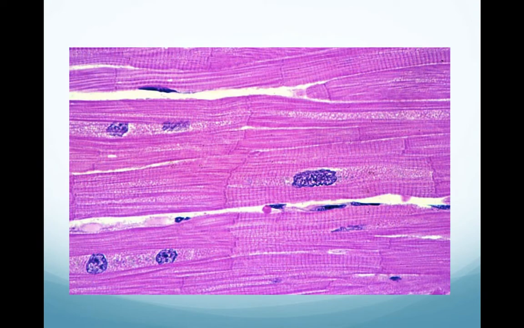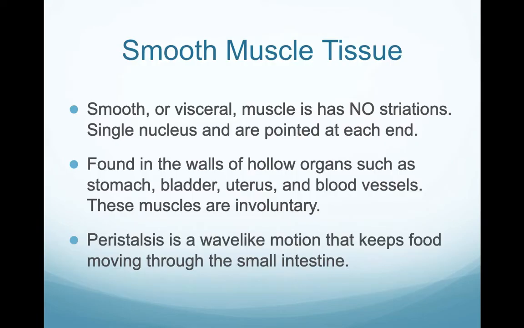Okay? And this is what it looks like. You can see there's one nucleus per cell, tiny little stripes, and it's kind of branched to grab onto the other cells. So the last is smooth muscle. This does not have any striations. It's nice and smooth where the ends come to a point. This is in all your hollow organs. So your stomach, bladder, uterus, blood vessels, any of those things that we need to later contract.